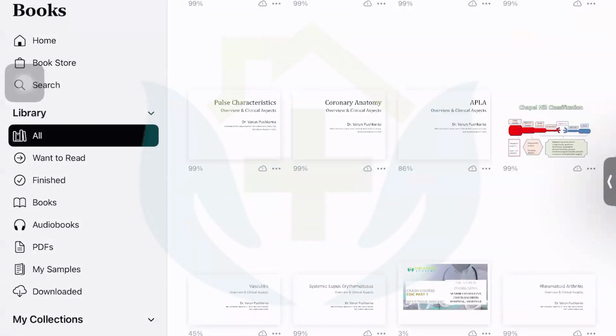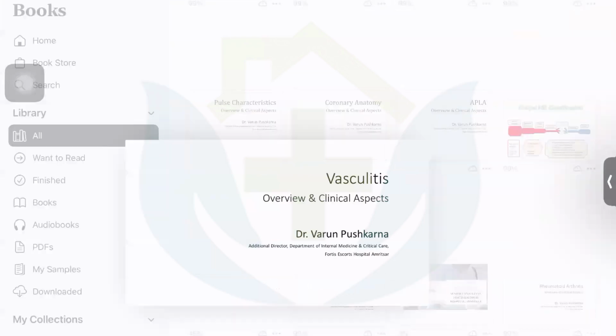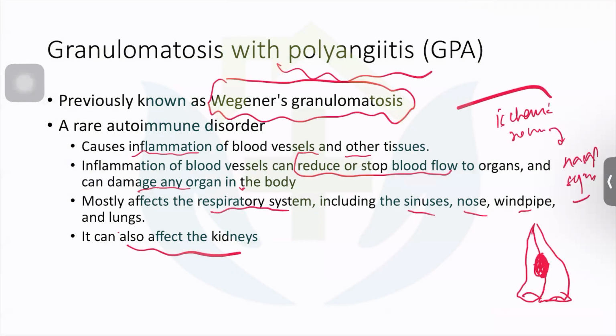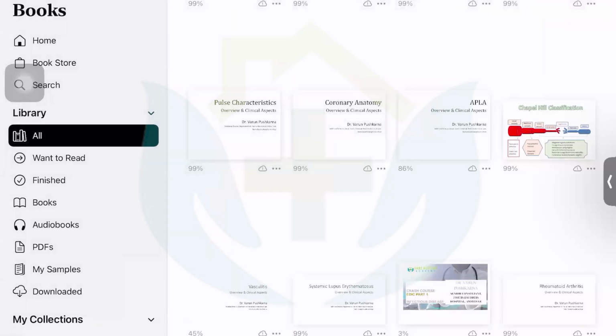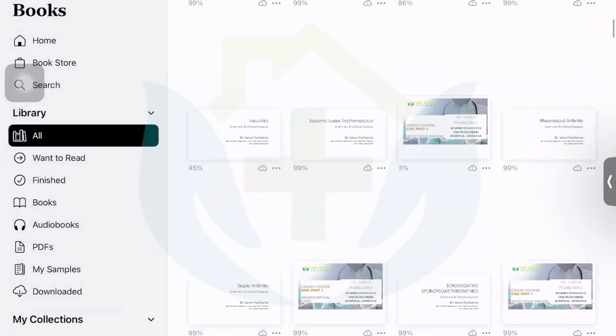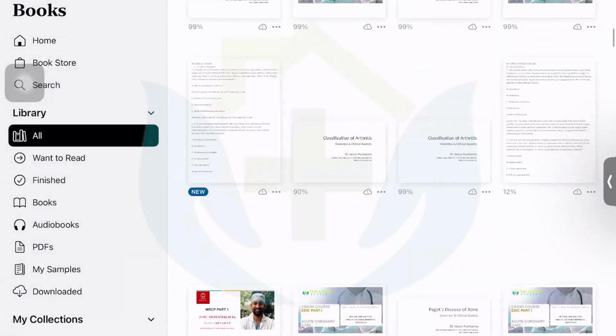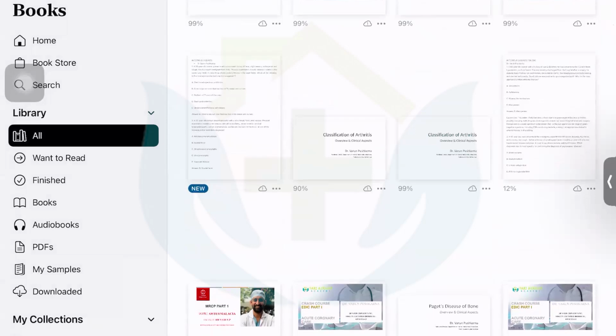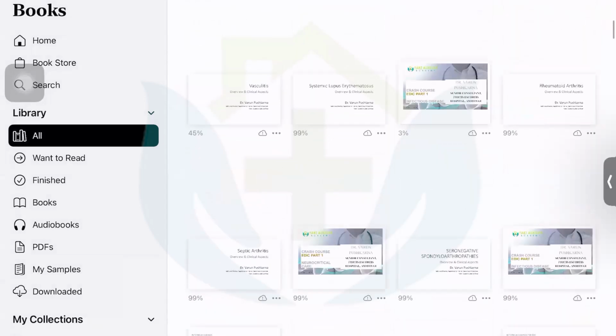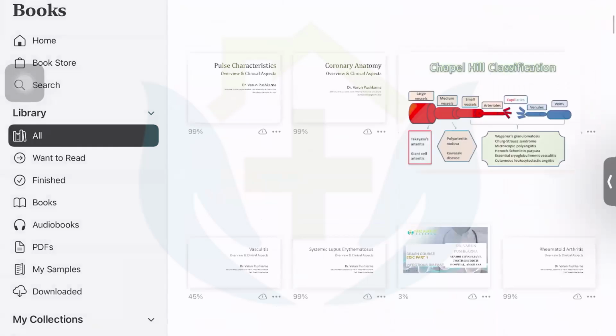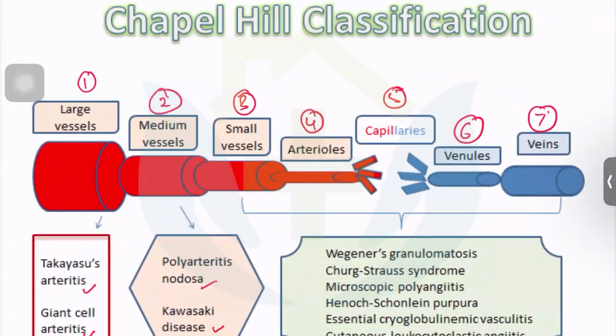Excuse me, sir. We didn't talk about Behcet's, sir. It's a vasculitis. Oh yeah, Behcet's disease is important. Let me just check if I have it with me. It's a variable vessel disease. Is it this one? Yes. I want to take a question. You want to? Okay, let me clean the photo.